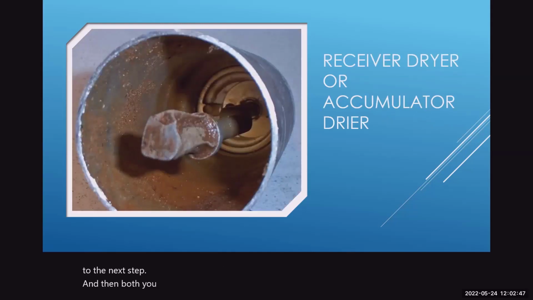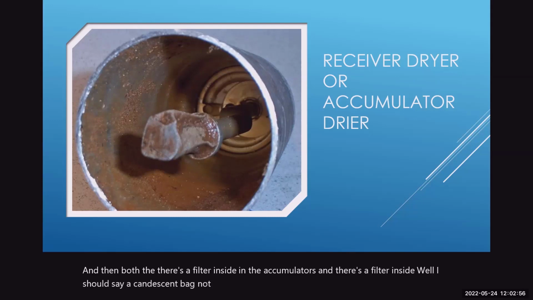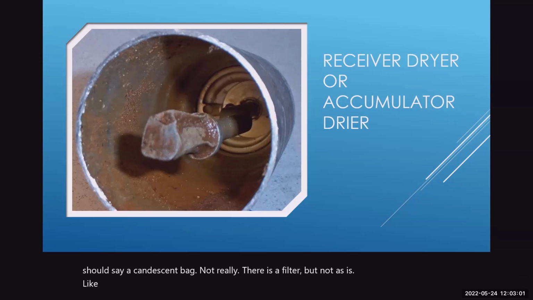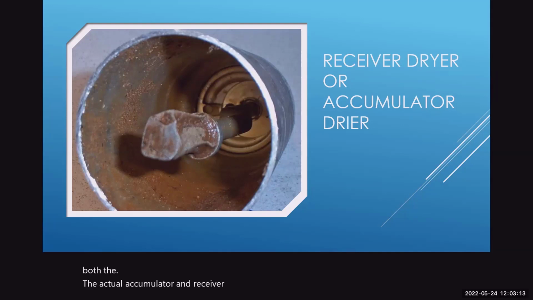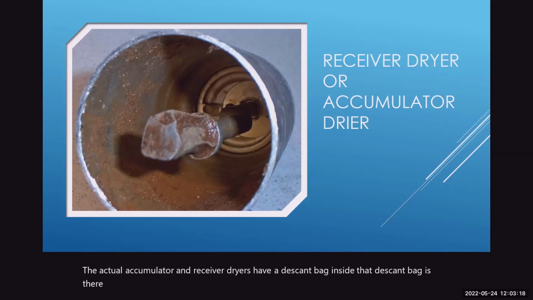There's a filter inside the accumulators, well, I should say a desiccant bag, not really a filter like some of the filters you might see in other systems. But both the accumulator and the receiver dryers have a desiccant bag inside. That desiccant bag is there to take moisture out of the system. It's not there to take an extra amount of moisture.